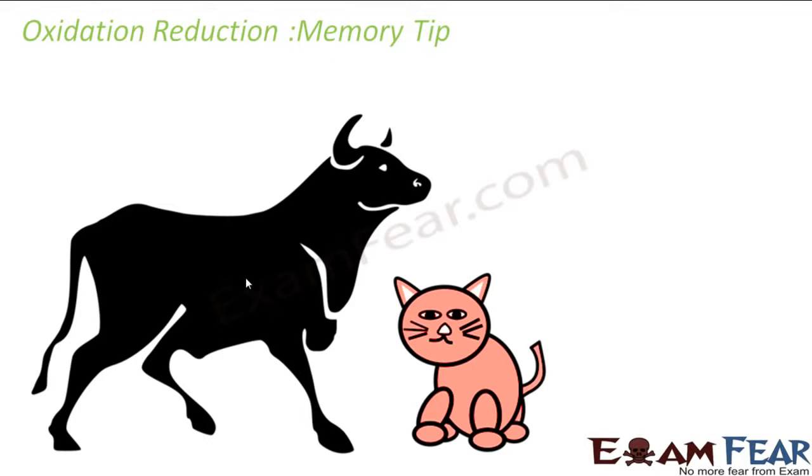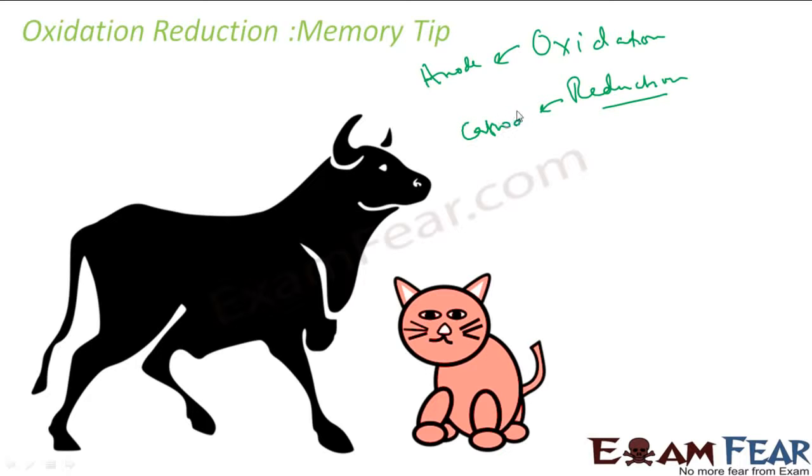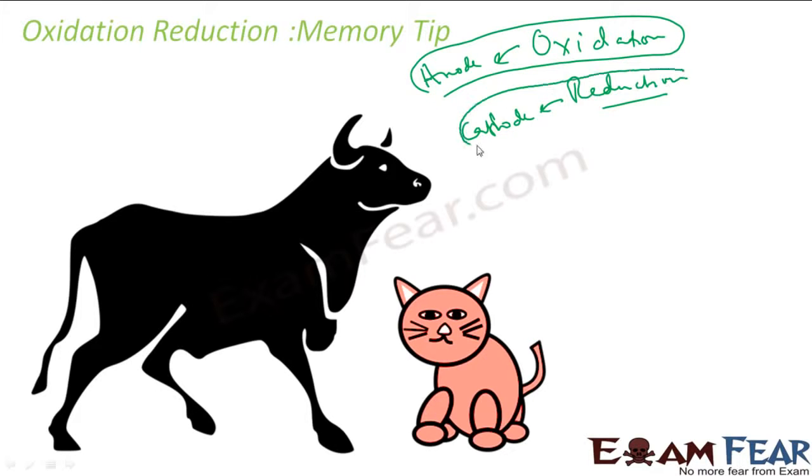Before I start this chapter on battery and electrochemistry, we will talk a lot about oxidation and reduction, right? Oxidation will happen at the anode and reduction will happen at the cathode. Students generally confuse this, thinking reduction at the anode and oxidation at the cathode. This is a confusion, but anode is oxidation, cathode is reduction. To understand this, I just gave a memory tip.